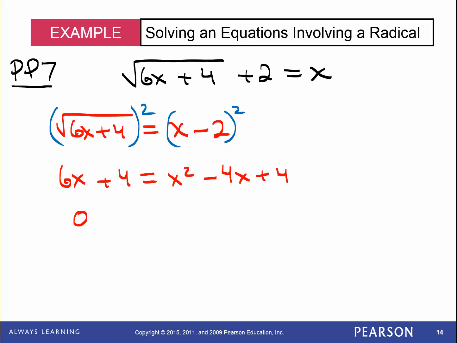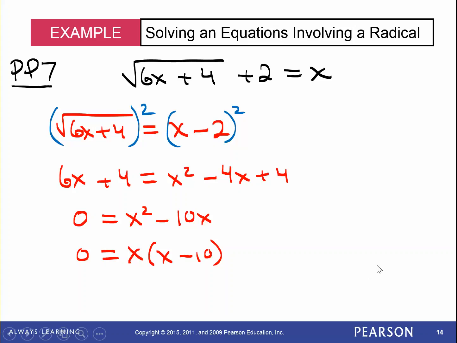So here it is. Let's move everything over. And this time, I'm going to move the 6x and the 4 over. Factoring that out. And again, set each of them equal to 0, or just give me the answer, whichever you like. I'll go with, let's see, x equals 0 and x equals 10. Is that good?